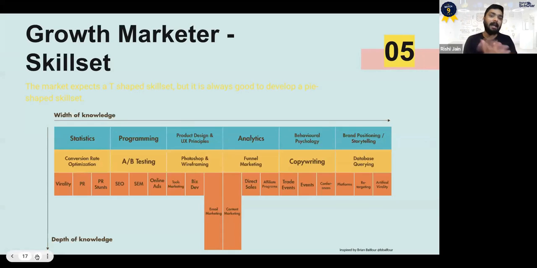Now let's take a look at what is the skill set level of a digital marketer and or a growth marketer, and what does the market expect you to be. What are the elements that you should be learning about?